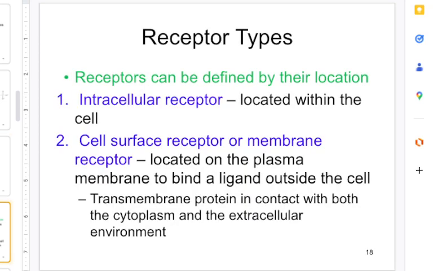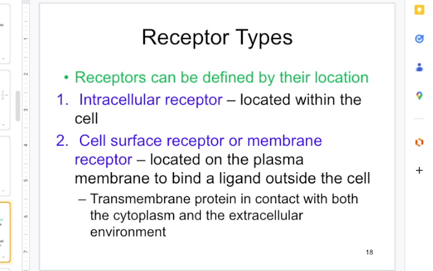Receptors can be defined by their location. They can be intracellular receptors. Intra means within, so intracellular receptors are within or inside of the cell. They're within the intracellular fluid or intracellular space.